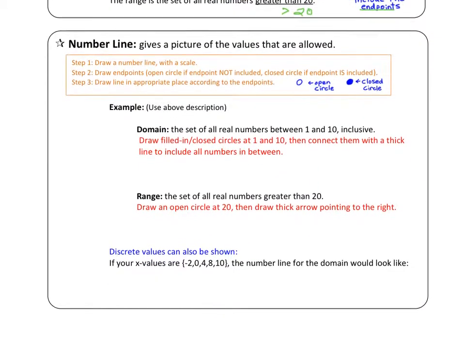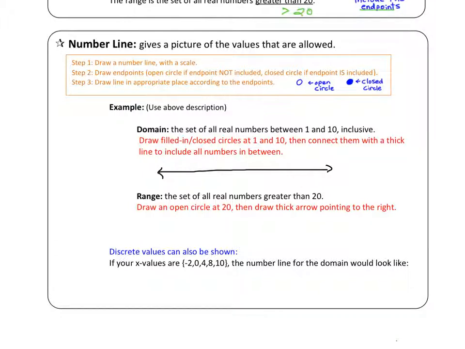Let's scroll down here. The number line is another way to express domain and range. And what you do is you start by drawing a number line with your scale. Then you draw the endpoints, if there are any, using an open circle if the endpoint is not included, and a closed circle if it is. So an open circle is just basically a circle not shaded in, and a closed circle is a shaded in circle. Then once you have your endpoints or your circles, you can draw a line in the appropriate place according to the endpoints and what values are included. If we look at the examples from the first, like the word examples, we're going to put those on a number line.